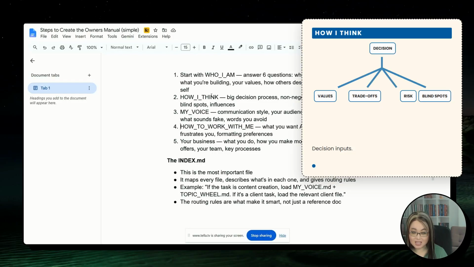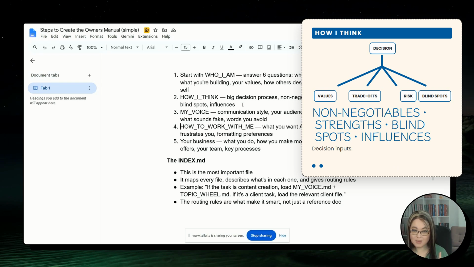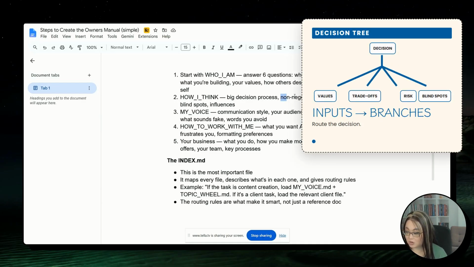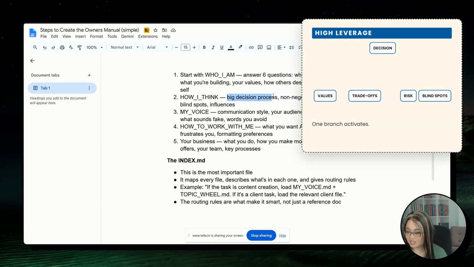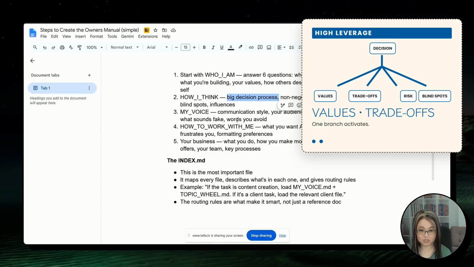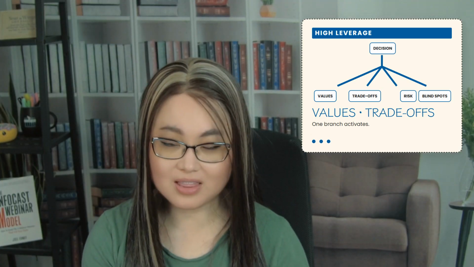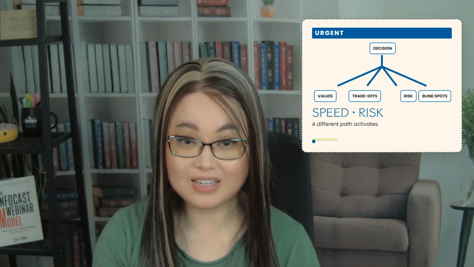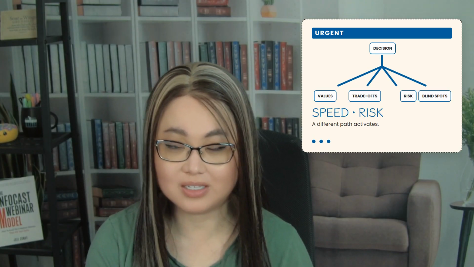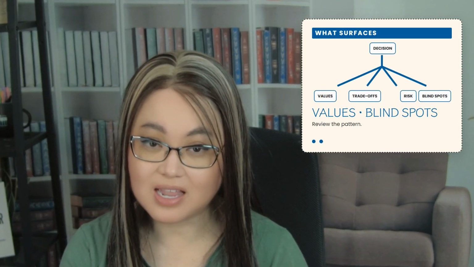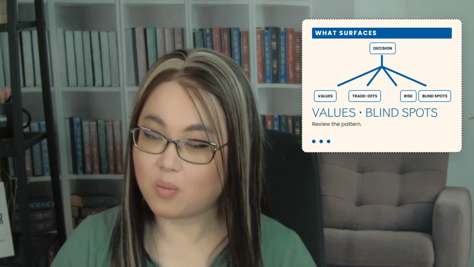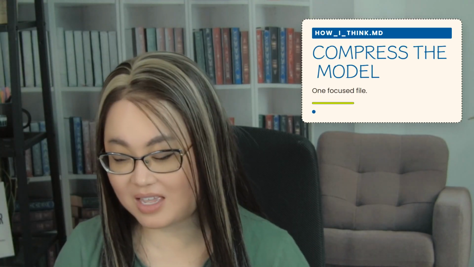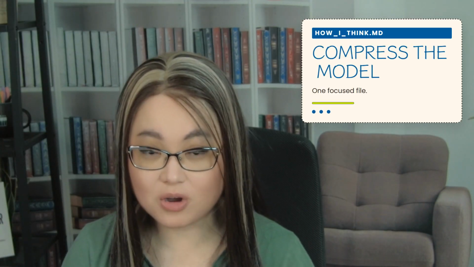The how I think is how I make decisions on a day-to-day basis. So you want to tell it your non-negotiables, your strengths, your blind spots, what influences you. I thought this was very smart to come out of the research that I did. It's for you to think about how you make decisions specifically in high-leverage situations and in urgent situations, because that often just reveals how you make decisions, what your values are, that type of thing. And I found that a very helpful process to go through as well.